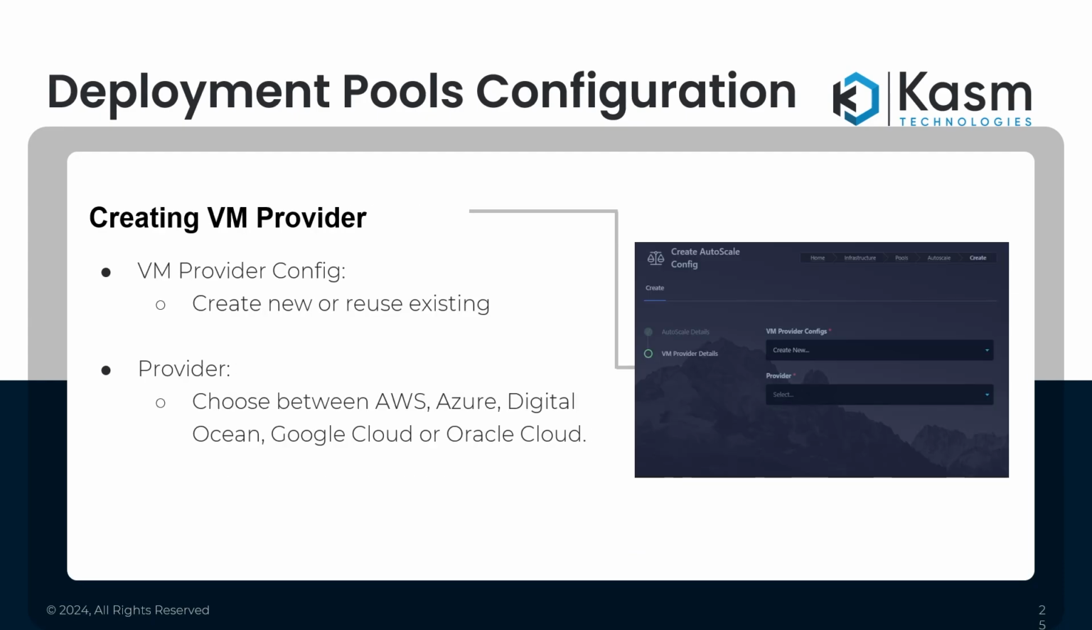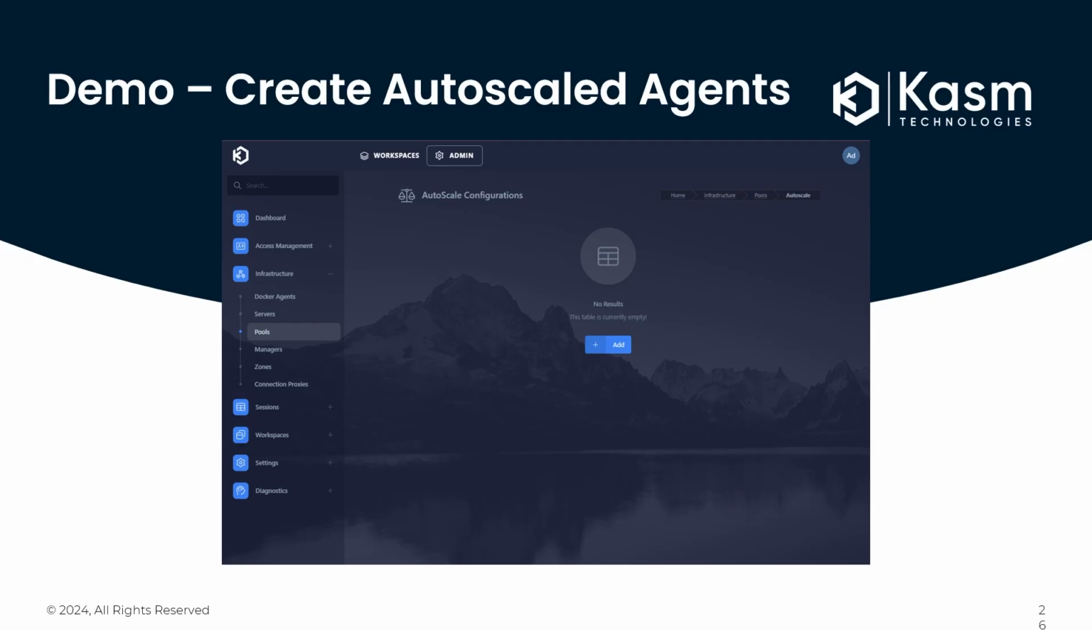Lastly, we'll set up our VM provider for auto-scaling. Essentially, Kasm communicates directly with the provider's API to automatically create and delete resources. Currently, Kasm supports a number of cloud providers such as AWS, Azure, DigitalOcean, GCP, and OCI. And OCI is the provider that we'll be using in this video. Let me now give you a demonstration on how to create a pool and an autoscale config with OCI.